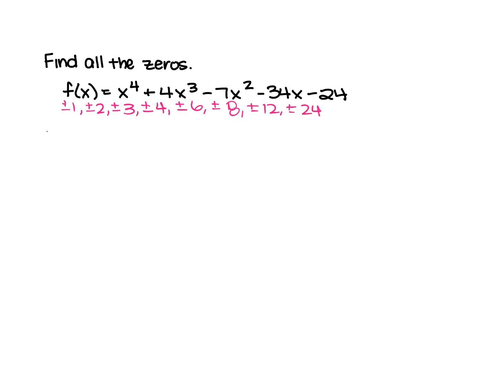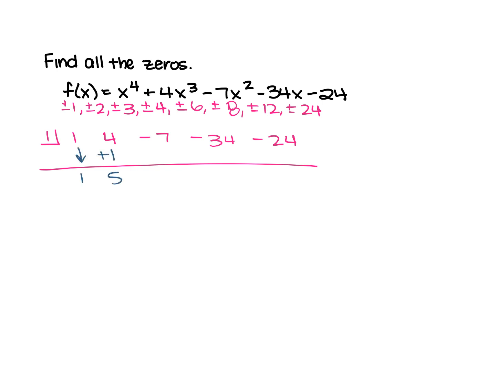If we pick 1, on the inside we're going to have 1, 4, negative 7, negative 34, and negative 24. We drop down the 1. Times 1 is 1, plus 4 is 5, times 1 is 5, minus 7 is negative 2, times 1 is negative 2, minus 34 is negative 36, times 1 is negative 36. That does not give us 0, it's actually negative 60. So this 1 does not work. We pick another number. I'm going to try 2.